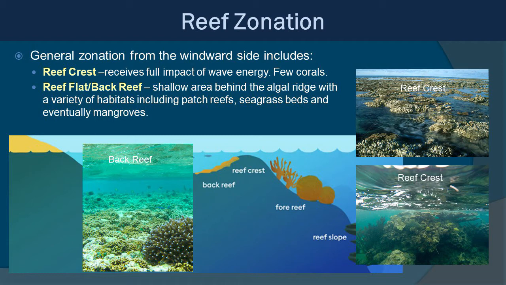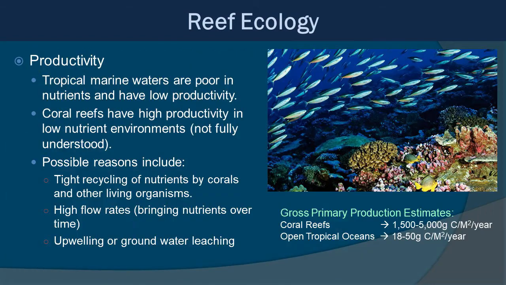Now in the back of the reef crest, we have the reef flat or back reef. And this is that shallow area behind the algal ridge and the crest that has a variety of habitats, including patch reefs, seagrass beds, and even farther inland, mangrove forests.